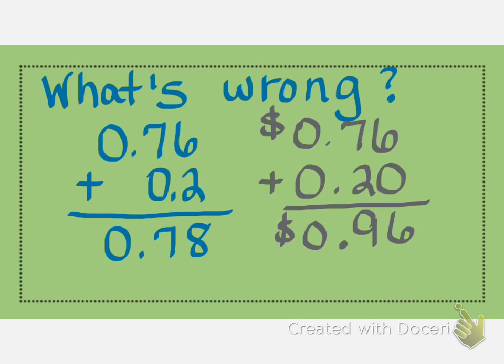So if you'll notice in the second problem, I made sure to line up my decimal points, and I made sure to line up each of my digits in the correct column, and then any spot where there was not a digit, I placed a 0. And that totally changed my answer because 78 cents and 96 cents are not the same. Of course, the one on the right is the correct answer.